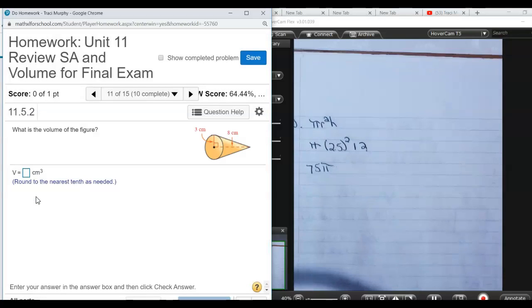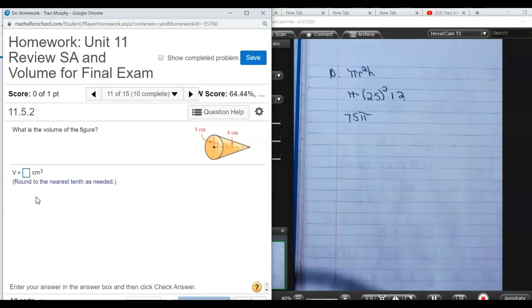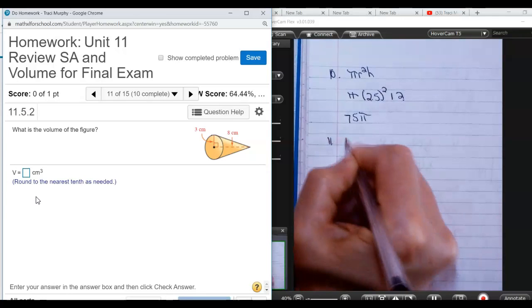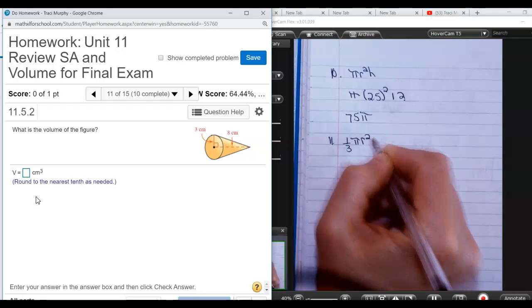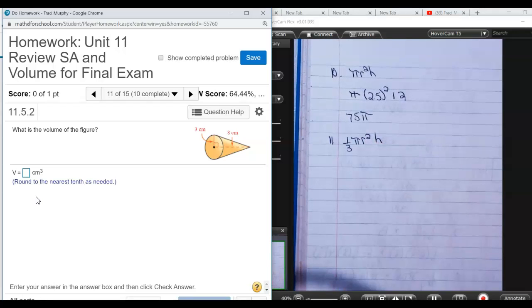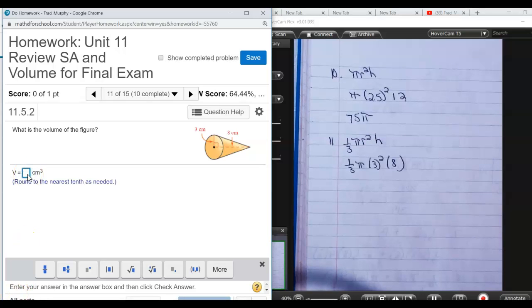Next, what is the volume? That is 1/3 pi r squared times h. And I'm going to go ahead and pause it and plug that in because I'm running out of time. In this particular case, they gave us everything we needed. They gave us the radius, they gave us the height. Typing that in, I've got 75.4.